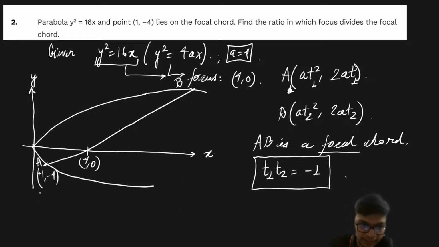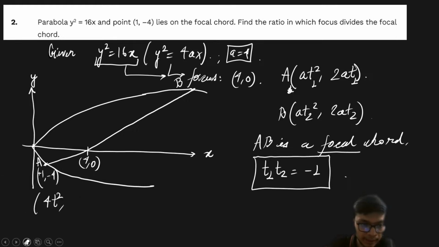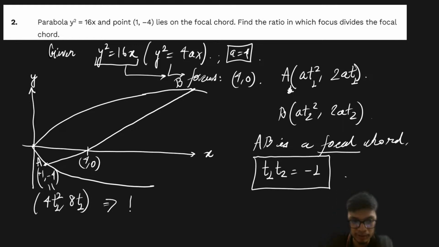Now A is given as (4t², 4t), so this is 4t over here, let us call this t1. Now if I compare with the given coordinate, from this coordinate reference I will get the value of t1 as -1/2.